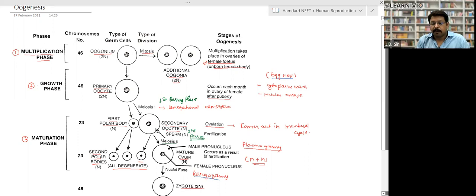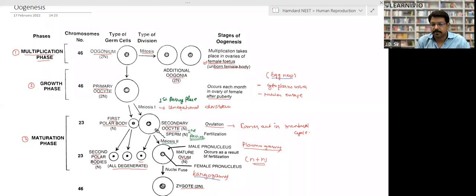So look, in an unmarried female, or a female who has not gone through intercourse, in the menstrual cycle it is the secondary oocyte that comes out, not the ovum. Formation of the ovum takes place only when the sperm fuses with the egg, the secondary oocyte. Is that clear or not?